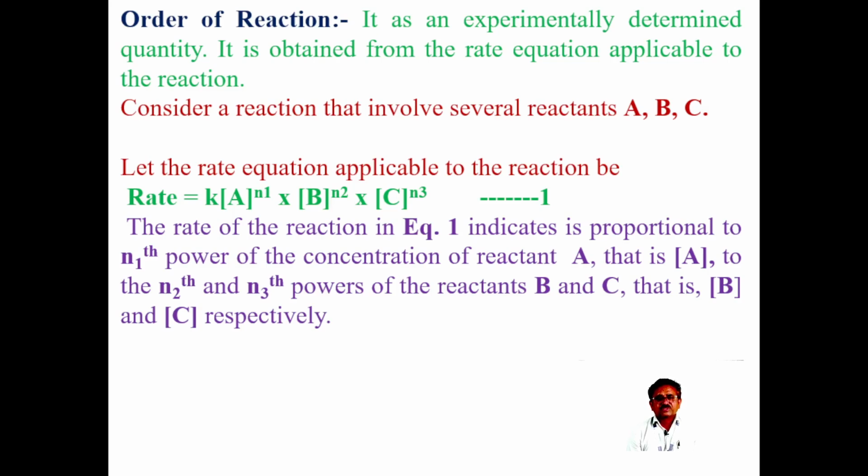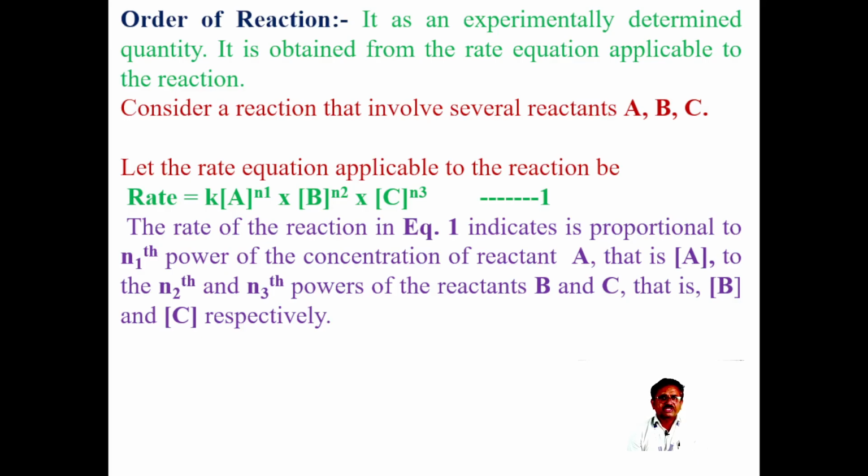Let us see the further concept of order of reaction. The order of reaction is an experimentally determined quantity, we have to keep in mind. It is obtained from the rate equation applicable to the reaction. See, the order of a reaction cannot be predicted simply from theoretical equations.